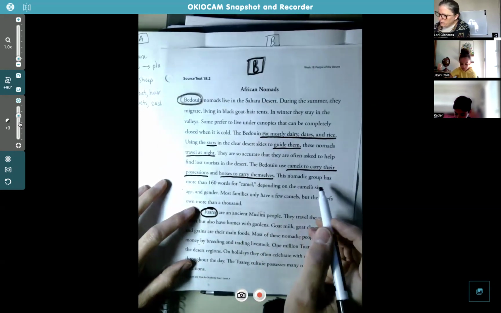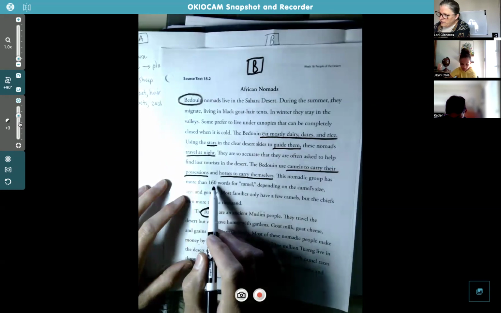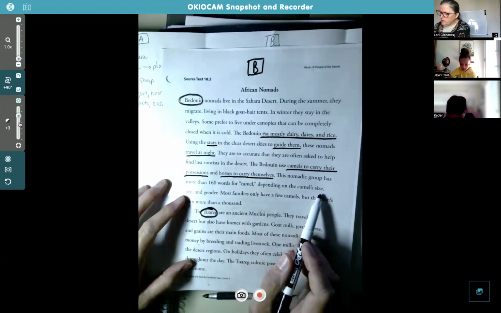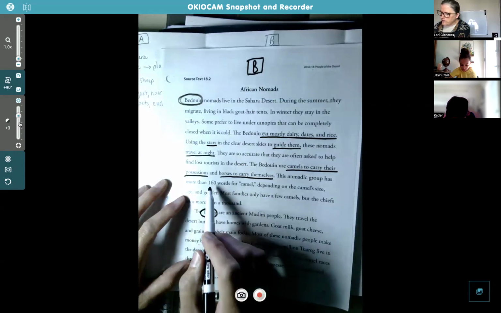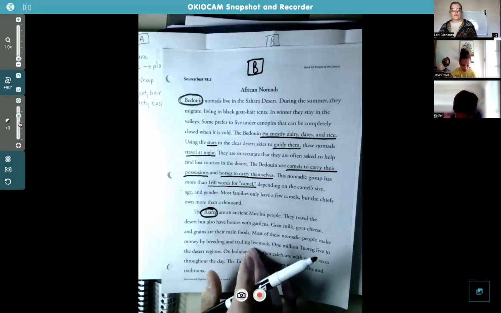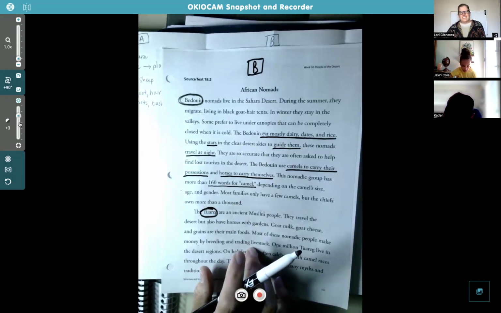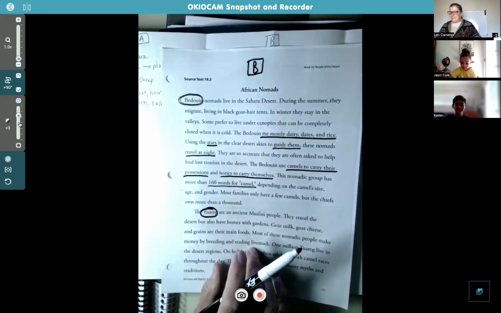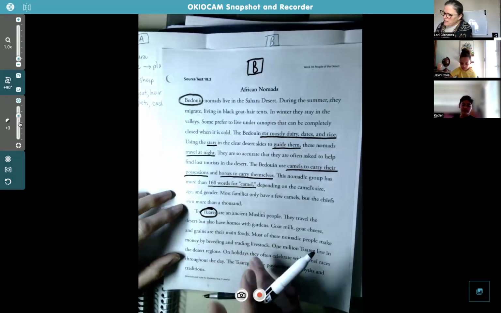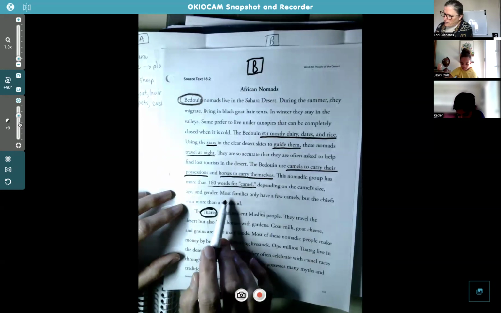This nomadic group has more than 160 words for camel, depending on the camel size, age, and gender. That's kind of interesting. I'm going to underline 160 words for camel. Man, that's weird. In my mind, we just need camel. That's one word. We got it. Camel. We know what that is. We don't need 160 words. It's interesting.